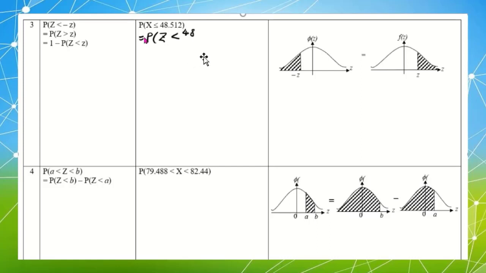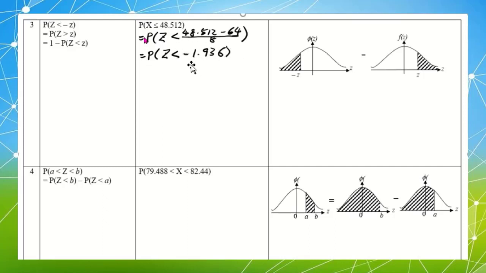And I use 48.512 minus the mean 64 divided by the standard deviation 8. So then I press calculator and I find the value is negative 1.936. Here I notice that I'm not ready to use the table because it is a negative value here.